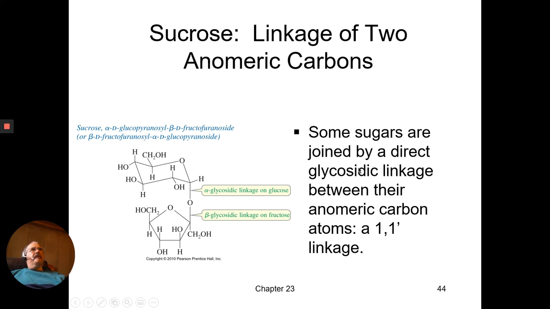Sucrose is an example of a non-reducing sugar. Okay, it will not form osazones. It will not react with Tollens or Benedict's reagent. Okay, the stereochemistry here is important: in the case of the glucose, the anomer has to be alpha, and in the case of the fructose, it has to be beta.